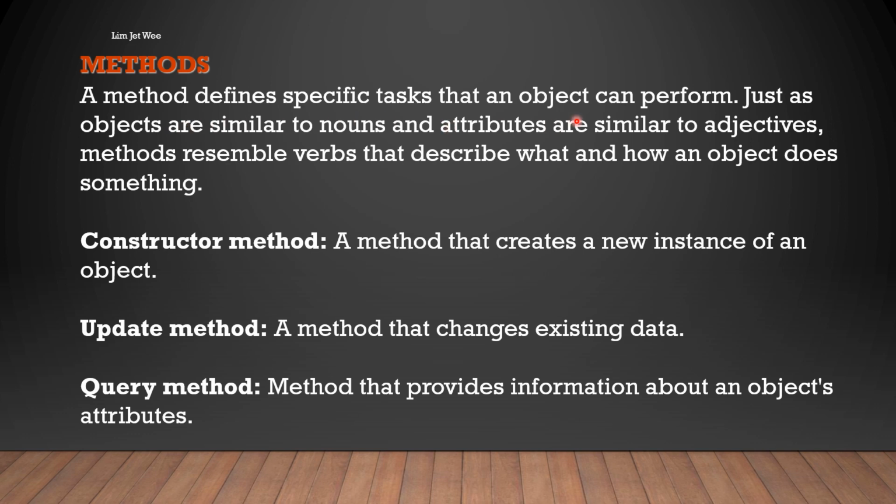Method is what this object can actually perform. Right? What the object can actually do. For instance, I can have a constructor method to create a new object, I can update it, or I can query the object itself.